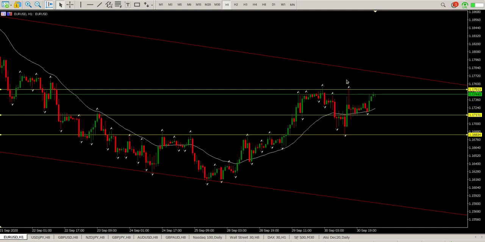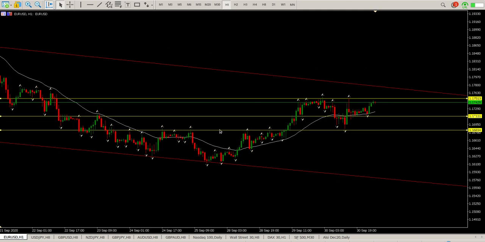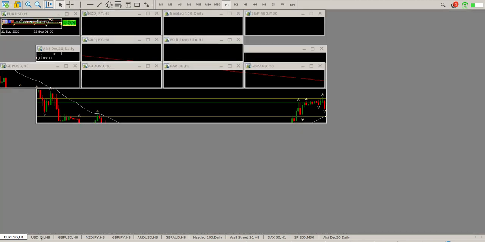We do have this pretty big cup and handle. This inverse head and shoulders here has played out. There's a profit area there. So now we have a pretty big cup and handle at the moment, but we have the top of the channel up here at 117.734. Quite frankly, I think I'll wait for the jobs number on the dollar pairs. I won't touch anything here. I'll look at when the jobs number comes out to see if there's actually anything to trade.